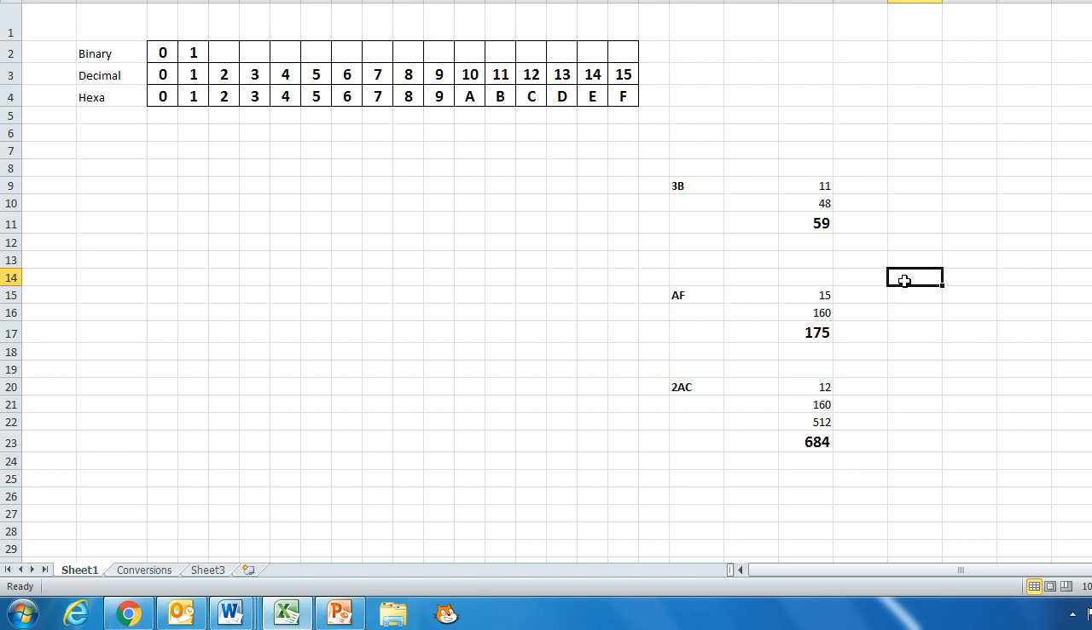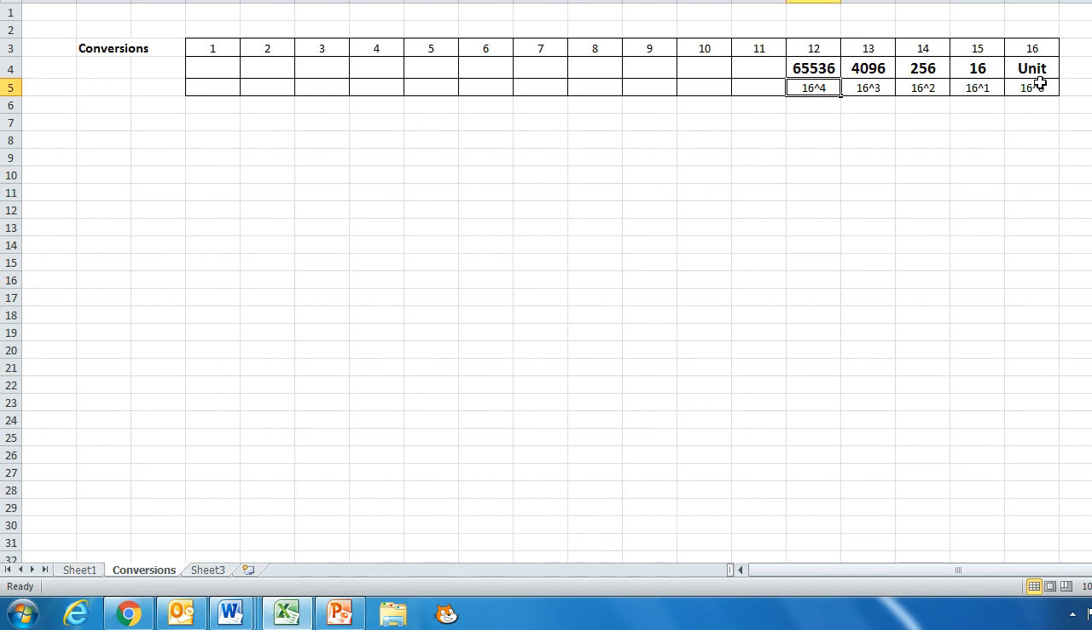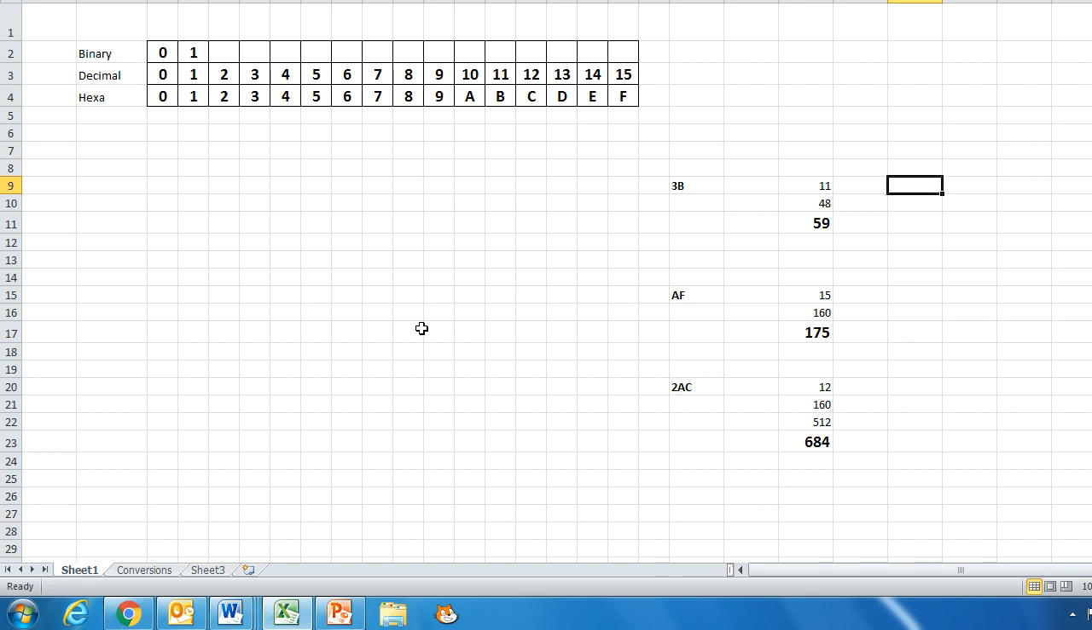So it's actually not that difficult. If you prefer another method, that's your choice, but the principle stays the same. If you have this right, 16, that's the base, power of 0, power of 1, power of 2, etc., then it will be very easy for you. Right, and that's it for Hexa.